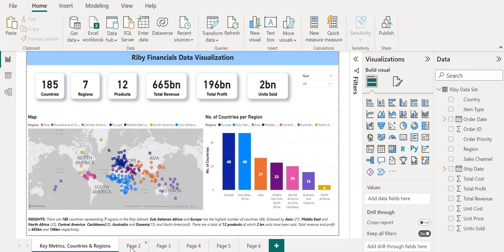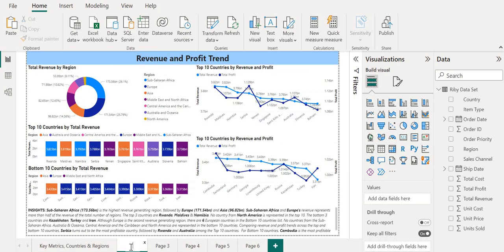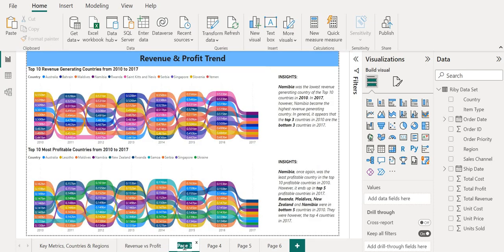Page 2, I'm going to double click as well. Yes, and just click backspace so I can type in. This is revenue. I just put in revenue versus profit. So it doesn't have to be this way. Give it whatever meaning you think it deserves. So page 3, I'm going to double click on that as well. And this is basically revenue and profit trend. So I'm going to put in revenue and profit trend.